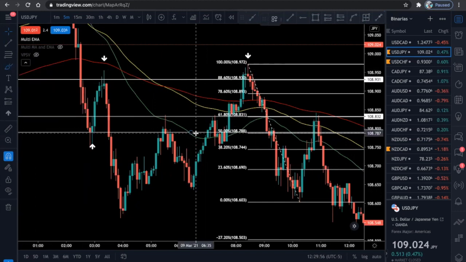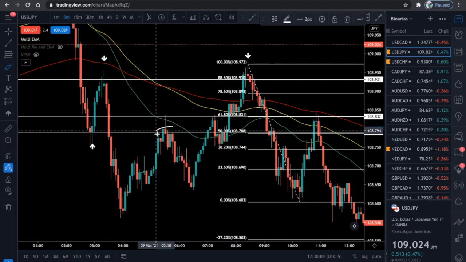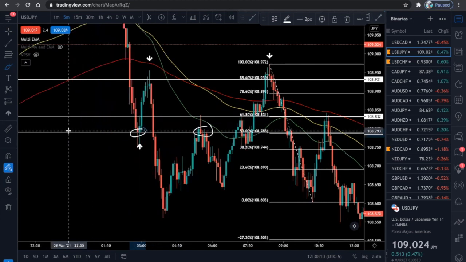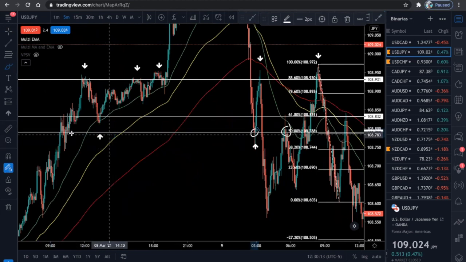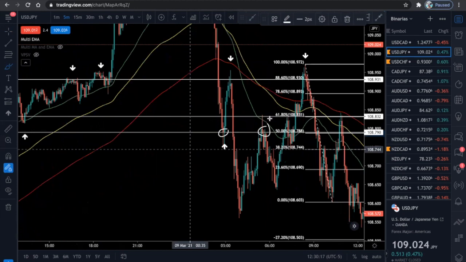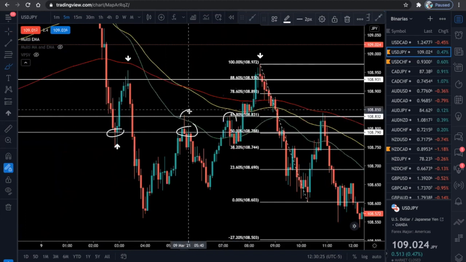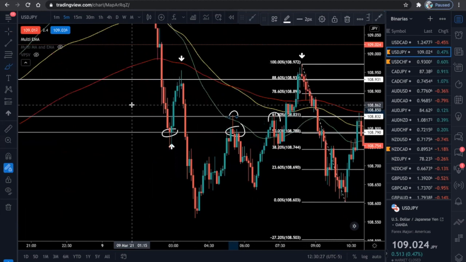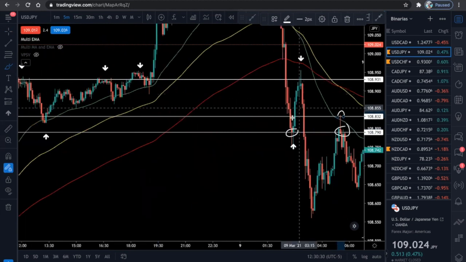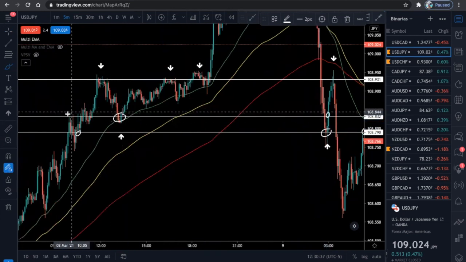So for example, 50%, you see price rejected here, price rejected here. In the past, maybe here. Now I go to my 61%. I see price rejecting here, here, beautiful wick, here, beautiful wick, here, here the wicks.